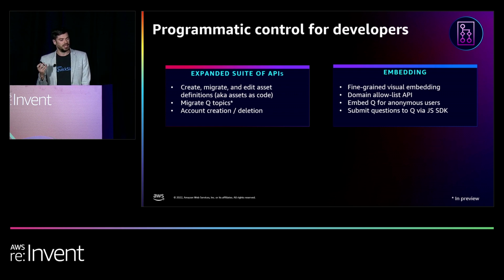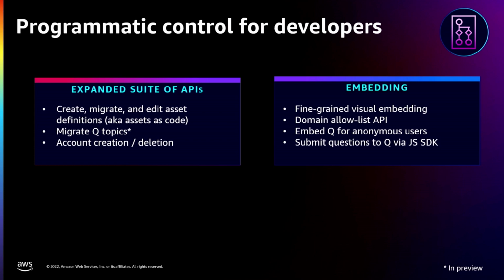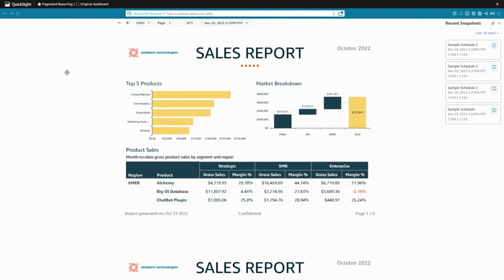And on the embedding side, fine-grained visual embedding. Instead of embedding an entire dashboard, you can embed just a visual. Embedding Q for an anonymous use case, where you don't have to actually manage the users in QuickSight. You can actually submit questions to Q, like if you wanted to have a little voice input or a chatbot in your application, and at some point you want to send that question off to Q, we basically have an SDK for you to do that, so you don't have to actually show the UI in there. You can pass the questions in programmatically. So the one demo I have for you on this one is a little bit of that enhanced APIs.